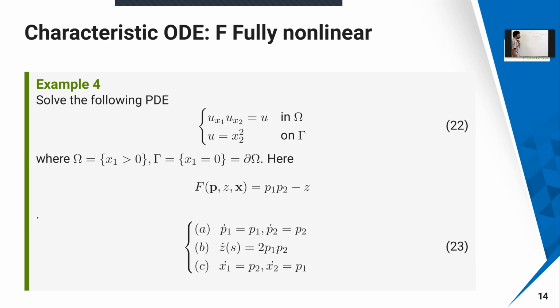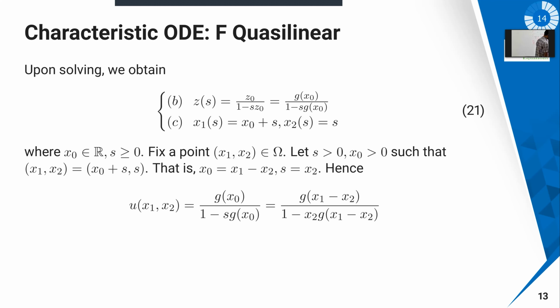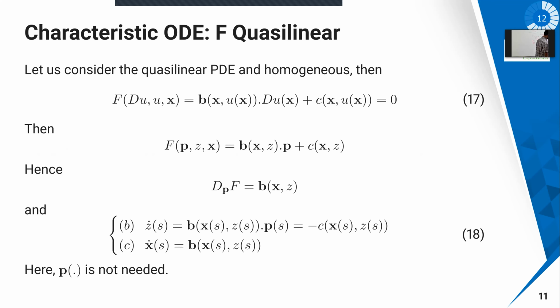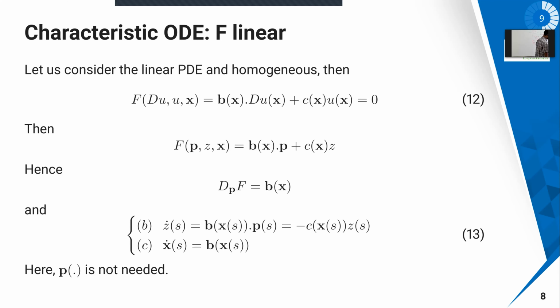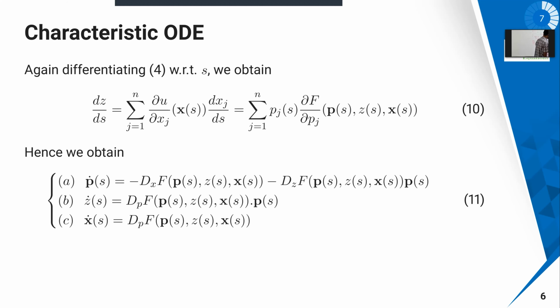So for this problem, you have to obtain the complete thing. First you have to obtain p dot of s, also x dot of s, and also z dot of s. What is p dot of s? Just to remember that. So this is my p dot of s. That is minus d_x f minus d_z f into p, and this we know already, d_p f only, into p.